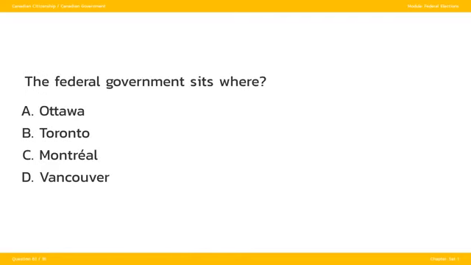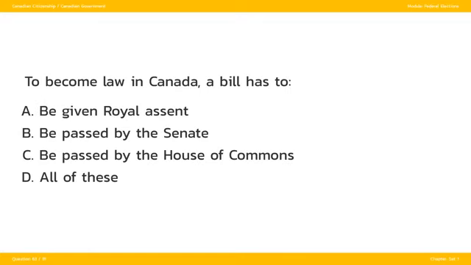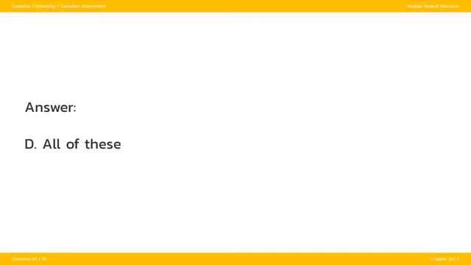The federal government sits where? A. Ottawa. B. Toronto. C. Montreal. D. Vancouver. The answer is A. Ottawa. To become law in Canada, a bill has to A. Be given royal assent. B. Be passed by the Senate. C. Be passed by the House of Commons. D. All of these. The answer is D. All of these.